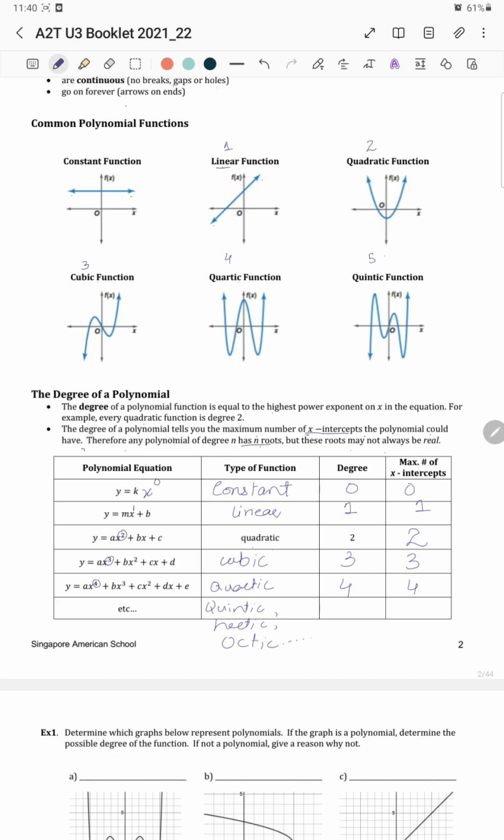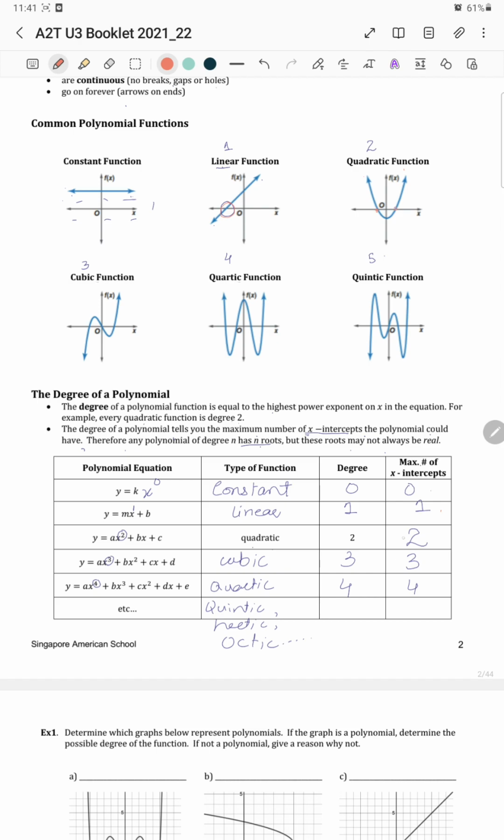Is it intersecting with the x-axis? No. There are no points at which it intersects with the x-axis. So the maximum number of x-intercepts is 0. It is a linear function. So a linear function is intersecting with the x-axis at only one point. A quadratic function is intersecting with the x-axis at 2 points.